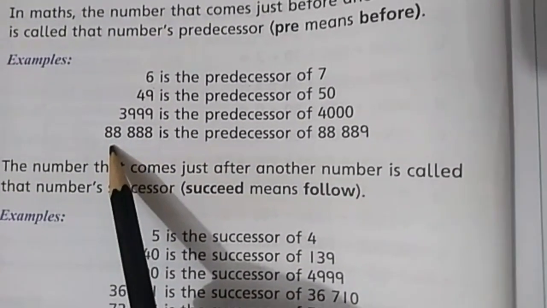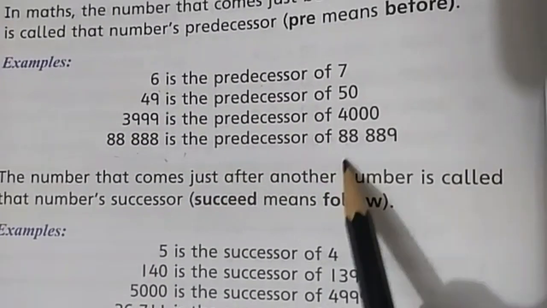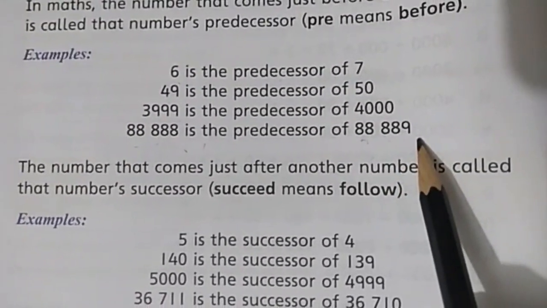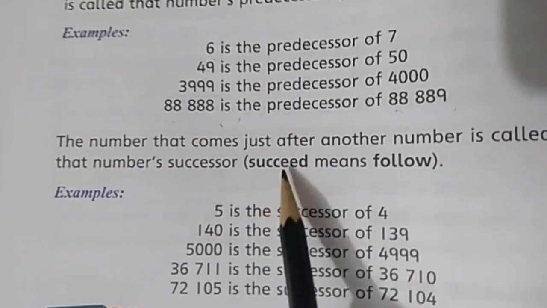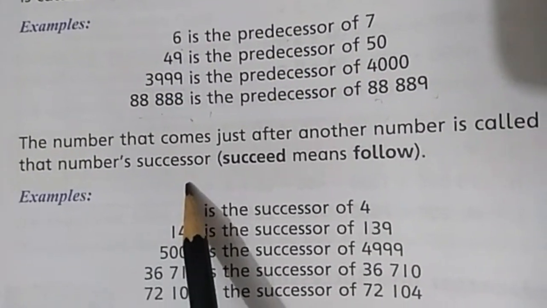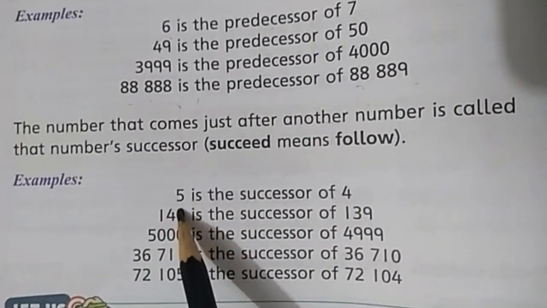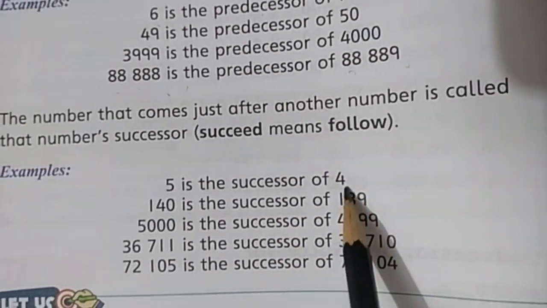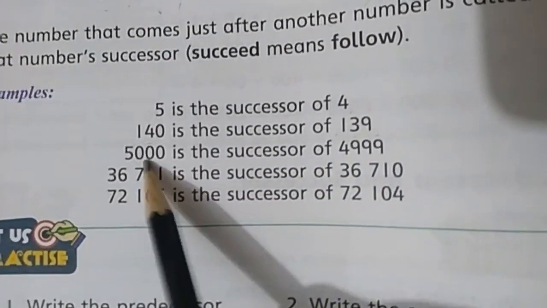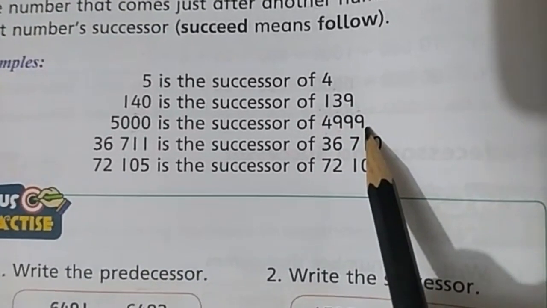In this way, 88,888 is the predecessor of 88,889. The number that comes just after a number is called that number's successor. Succeed means follow, the next number. 5 is the successor of 4. 140 is the successor of 139. 5,000 is the successor of 4,999.